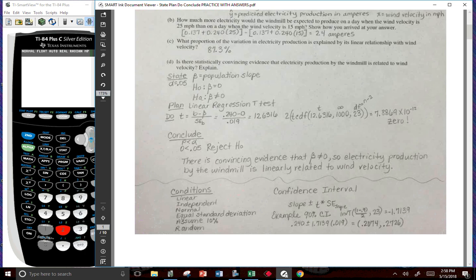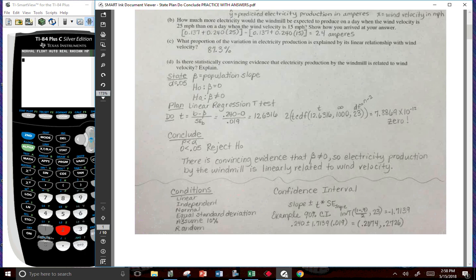Okay, so we have beta is the population slope. So HO is that beta is 0. HA is that beta is not 0. They're going to say when beta is not 0, then you have a linear function. Basically, because you don't have that constant horizontal line, you either have a positive slope or a negative slope. So you have some change going on. Does that kind of make sense? Kind of confusing. Okay, so our plan is to run a linear regression t-test.